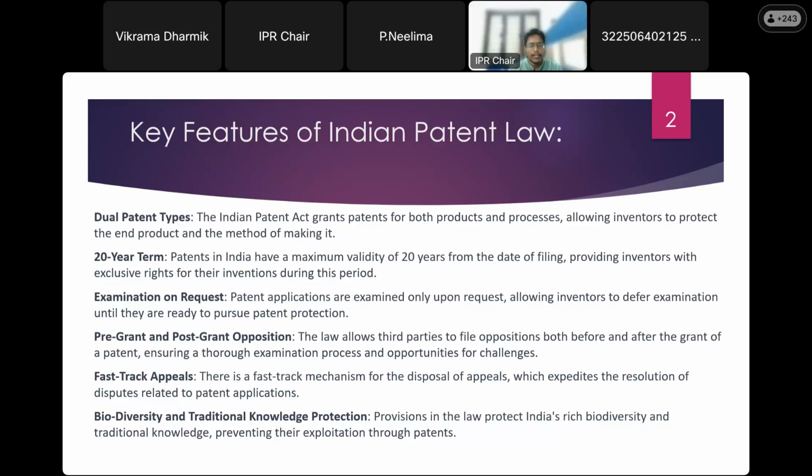Those timelines and everything we're going to discuss in detail, and I will show some diagrams. I'm just telling what the key features of Indian patent law are.